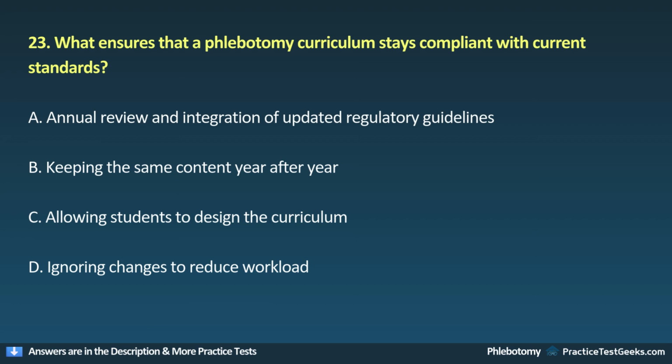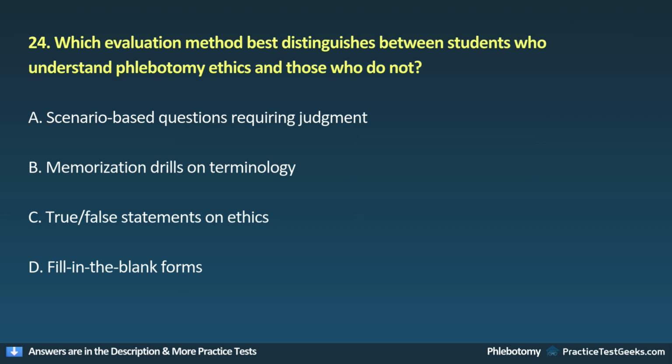23. What ensures that a phlebotomy curriculum stays compliant with current standards? A. Annual review and integration of updated regulatory guidelines. B. Keeping the same content year after year. C. Allowing students to design the curriculum. D. Ignoring changes to reduce workload.